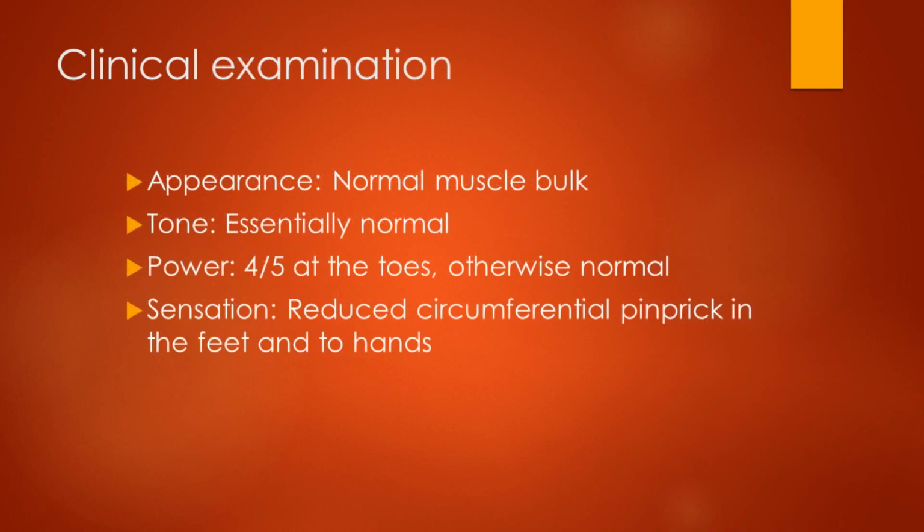On clinical examination, we have normal muscle bulk, essentially normal tone, power is reduced 4 out of 5 at the toes, otherwise normal, and sensation is reduced circumferentially to pinprick in both the hands and the feet.